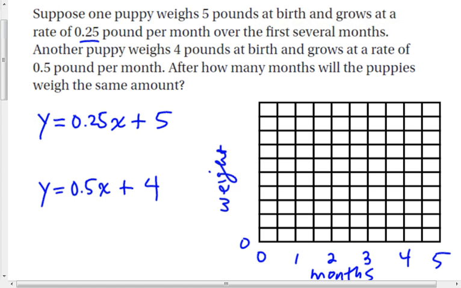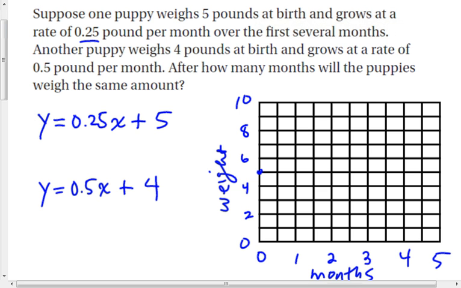And we'll just go by one, so 2, 4, 6, 8, 10 pounds. All right, so the first puppy started at 5 pounds, that's right here, and the weight went up by a quarter pound every month. Now, a quarter pound will be kind of hard to do, but I know that if it goes up 0.25 pounds in a month, in 4 months, it would go up by 1 pound.